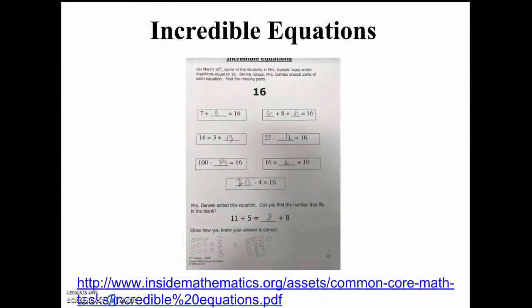Inside Mathematics has a task called Incredible Equations that gives students a chance to use a story problem to solve equations with unknowns in different positions. This reinforces several important big ideas for students. Number 1, the equal sign means is the same as. It does not mean the answer to an equation.